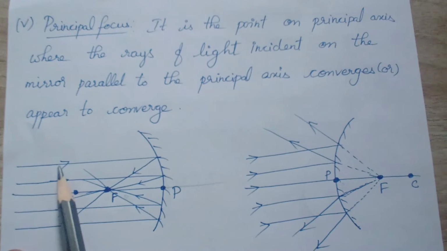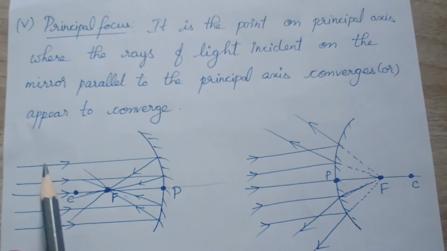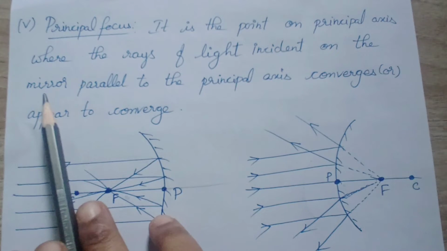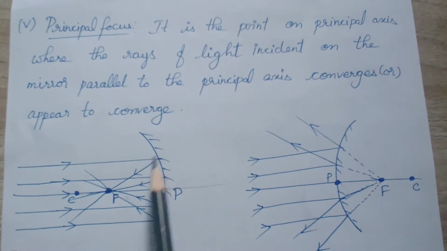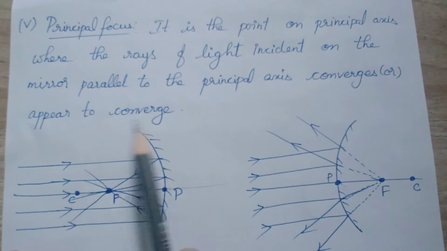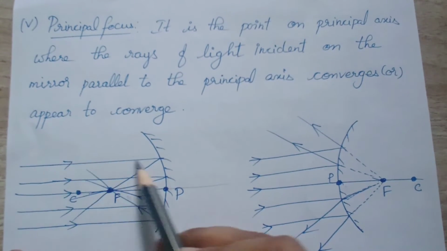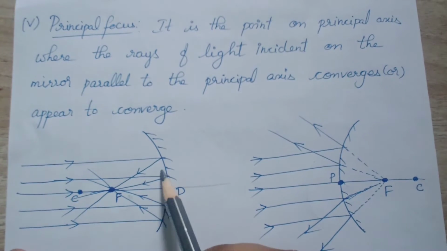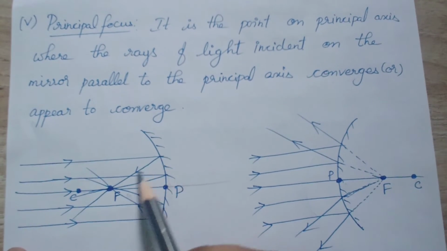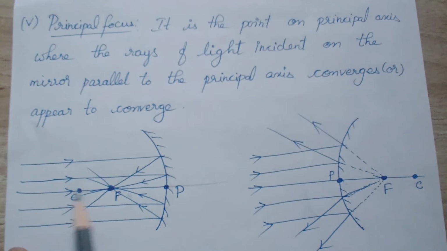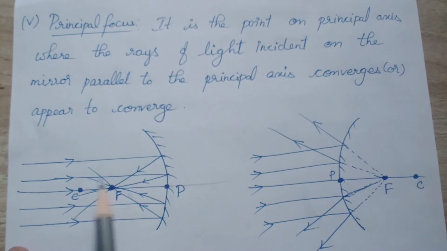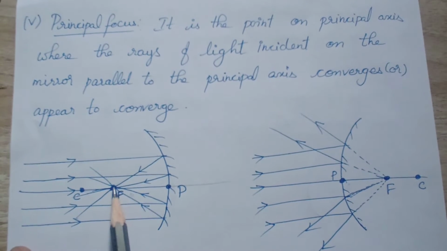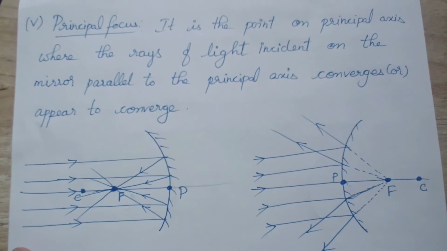Rays of light incident on the mirror parallel to the principal axis converge or appear to converge. In reflection, the incident ray is reflected back. This is your incident ray, this is your reflected ray. All these rays are parallel to the principal axis and reflected back. All the rays converge at a point. That point is called the principal focus.